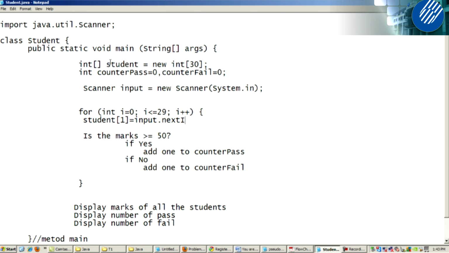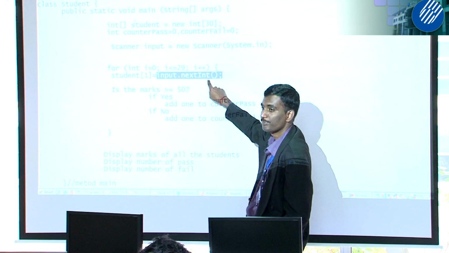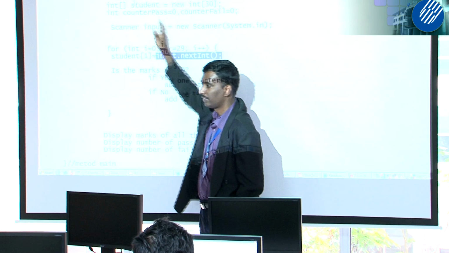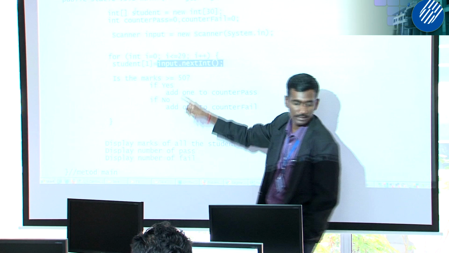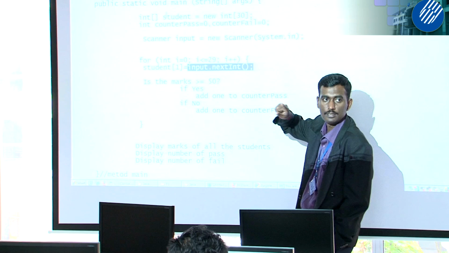This is from the library methods. You know why I put input? Because input is from here, dot nextInt. This one you have to memorize. You know why I put Int? Integer, because the marks are integer. If your marks are double, nextDouble, the full form. If it's string, nextString. But since we are using integer, just put nextInt.